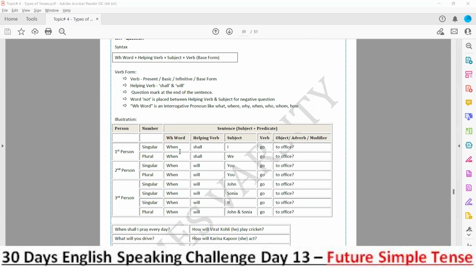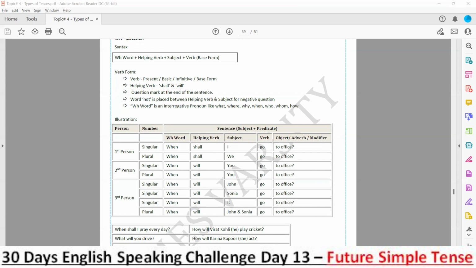All right. So, say, when shall I go to office? When shall we go to office? When will you go to office? When will John go to office? And when will John and Sonia go to office? Now, would anyone like to translate these sentences?